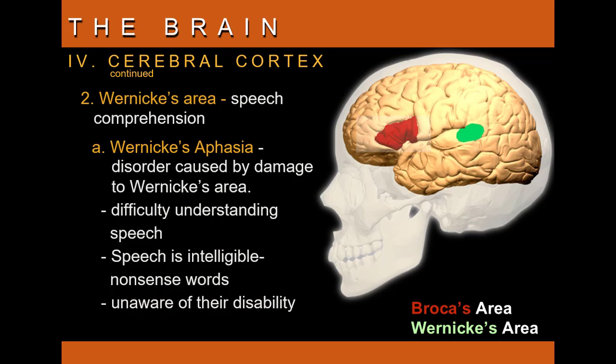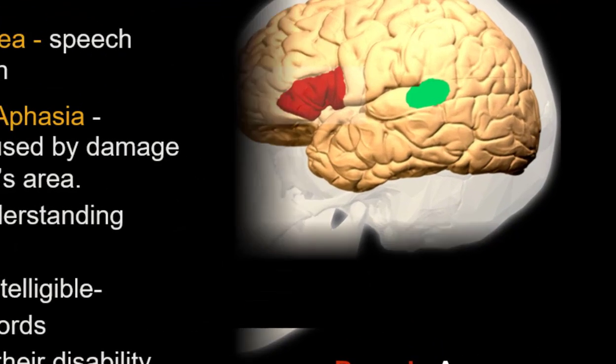Next, we have Wernicke's aphasia, again named after scientists that found it. And you can see that it's in the rear. It's near the sensory cortex. So that makes a difference. Wernicke's aphasia is caused by damage to Wernicke's area, the green section. They find it difficult to understand speech, and then they have unintelligible, maybe nonsense words. I'm going to show you an example of that. They are not in the know, the fact that they are not communicating effectively.